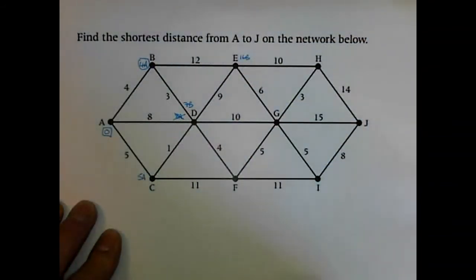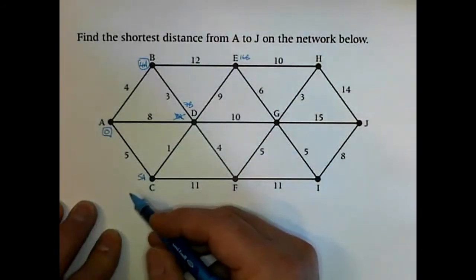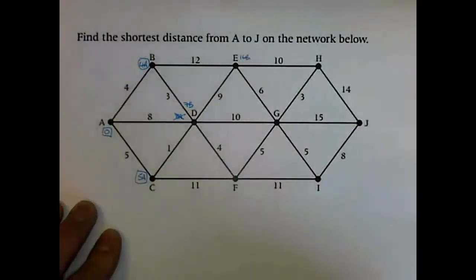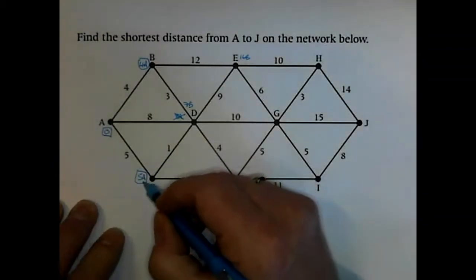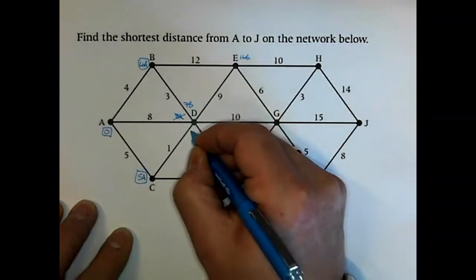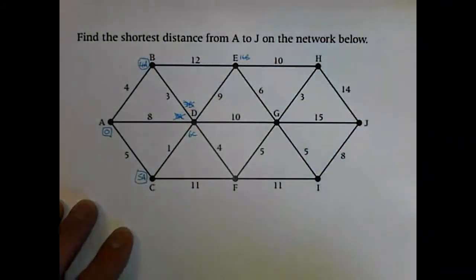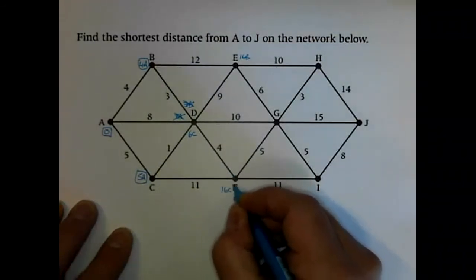Okay, so we're going to box the smallest one of the ones we've got here, which is the 5, and we're going to see where that goes from here. So if we go from here, we can go 1 up to D. Well, that's now 6. Well, that's smaller than 7, so let's do 6 from C and cross the 7 out. And if we go along here, we have 16 from C.